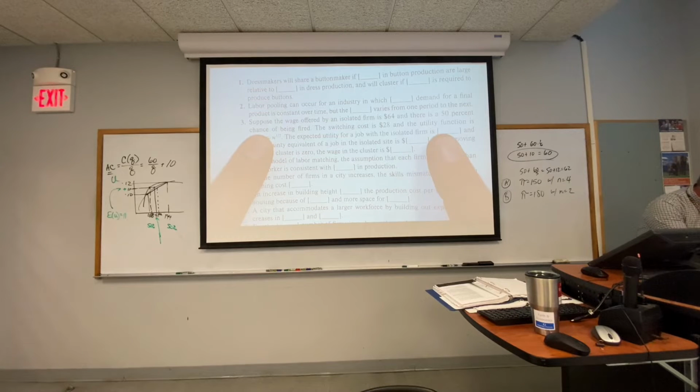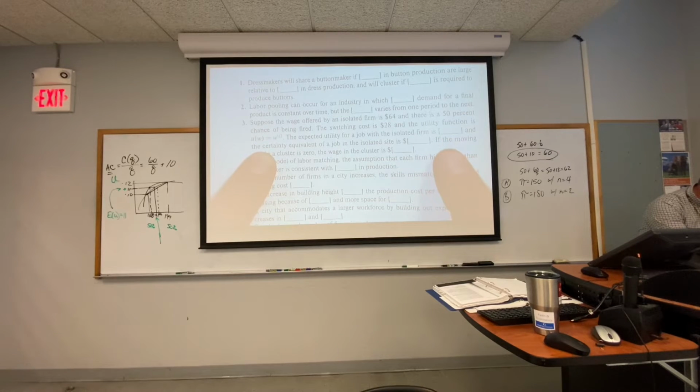Suppose the wage offered by an isolated firm is 64 and there's a 50% chance of being fired. The switching cost is 28 and the utility function is what we did before. The expected utility for a job with the isolated firm. And so this is basically working through the whole problem. Okay.